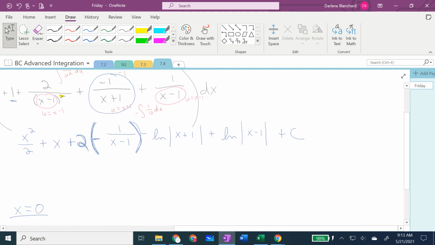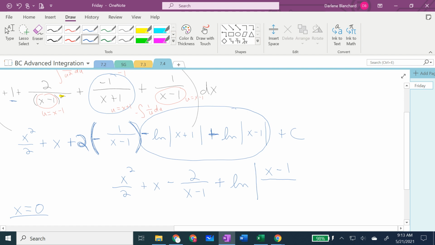And that gives us an answer. It doesn't look fantastic, but it's an answer. I'm going to pretty it up a little bit. I can actually bring these two together if I want. If I have a positive logarithm and a negative logarithm adding together, the positive logarithm creates the numerator, the negative logarithm creates the denominator using my log rules.